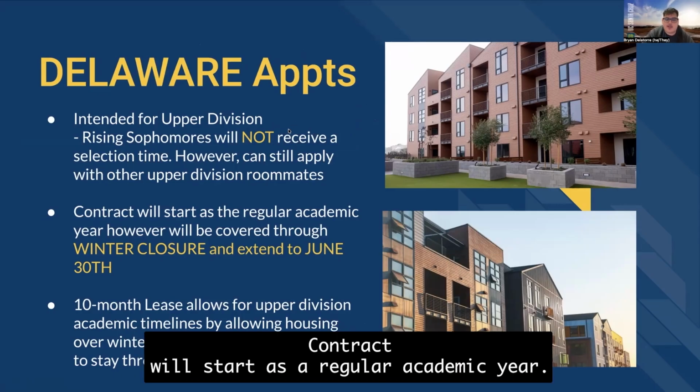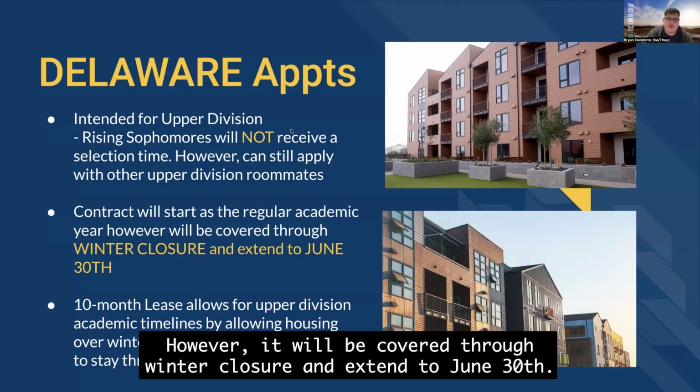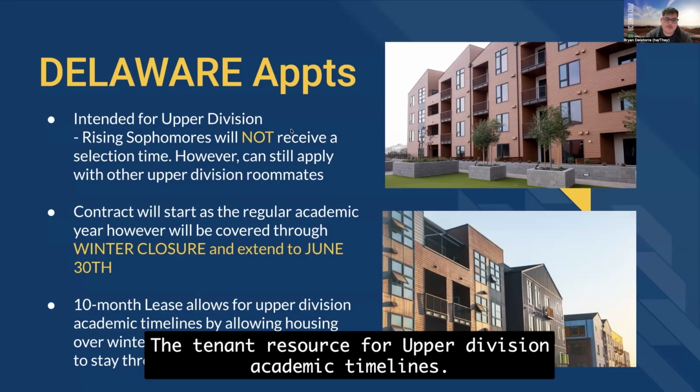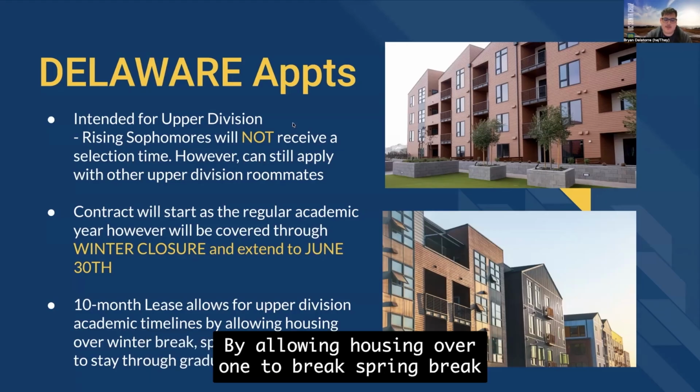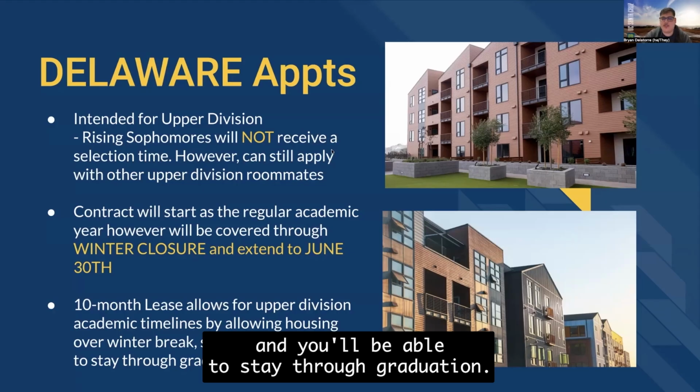Contract will start as a regular academic year. However, it will be covered through winter closure and extend to June 30th. This 10-month lease allows for upper division academic timelines by allowing housing over winter break, spring break, and you'll be able to stay through graduation.